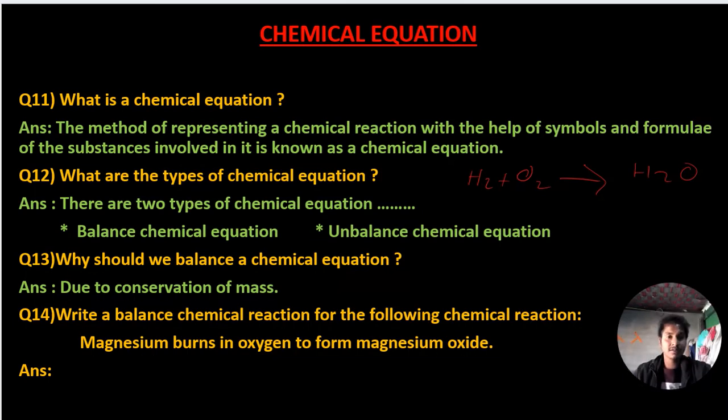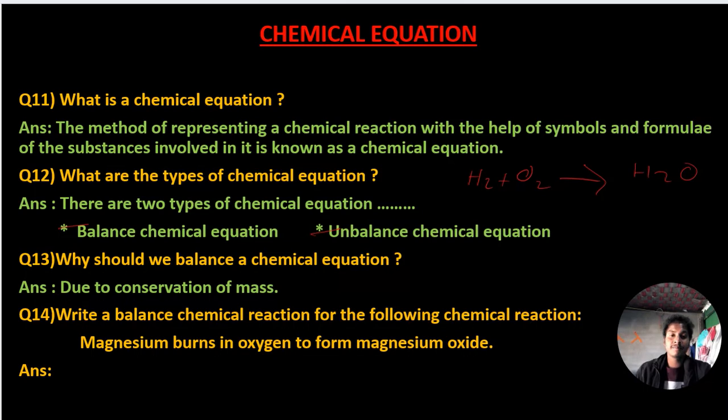Then next problem is, what are the types of chemical equation? There are mainly two types of chemical equation. One is balanced and one is unbalanced. Okay. Then next problem, why should we balance a chemical reaction? Due to conservation of mass, of course.